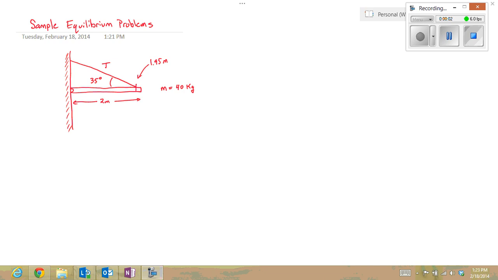Okay, let's do a few sample equilibrium problems that use the concept of mechanical equilibrium to find unknown quantities. So here we have a situation where we have a 2 meter long steel beam that's 40 kilograms that is suspended horizontally from a pivot, like a hinge on the side of a building, and an angled cable. This would be something like, for example, you might hang a sign from.